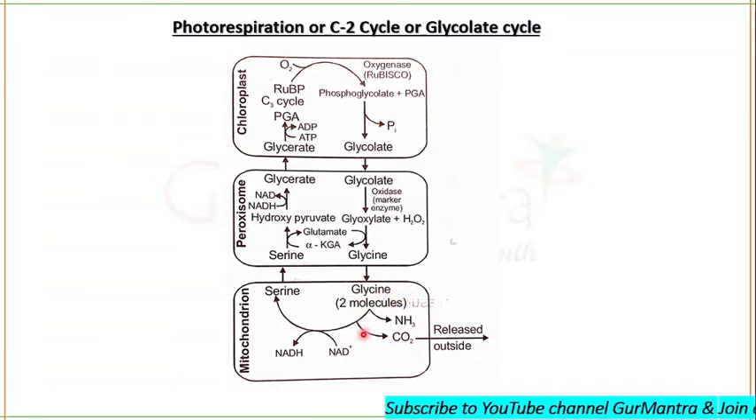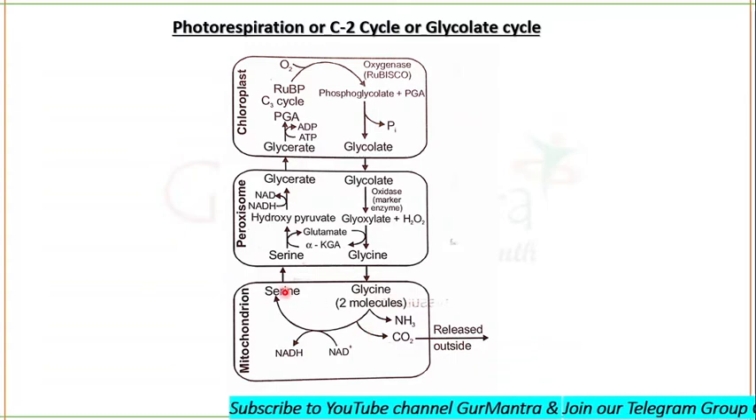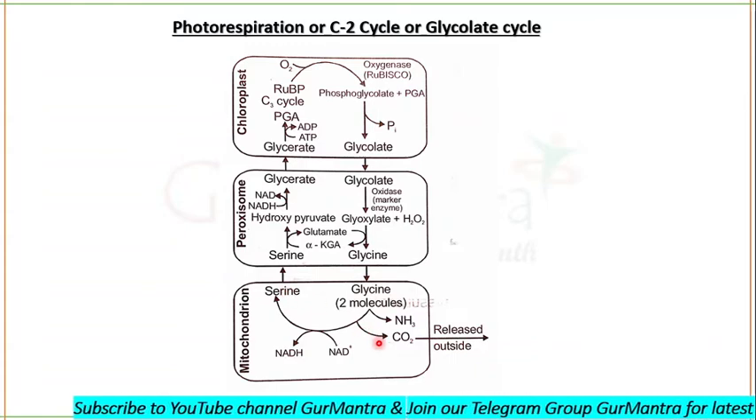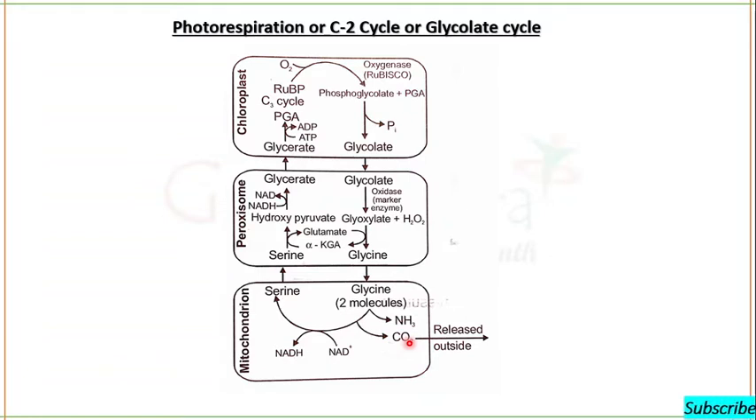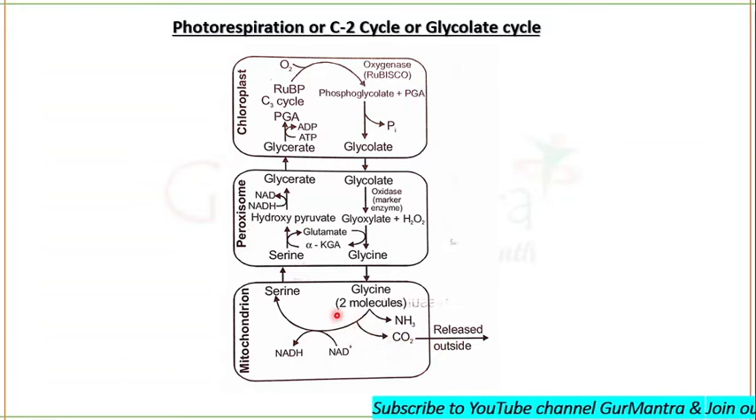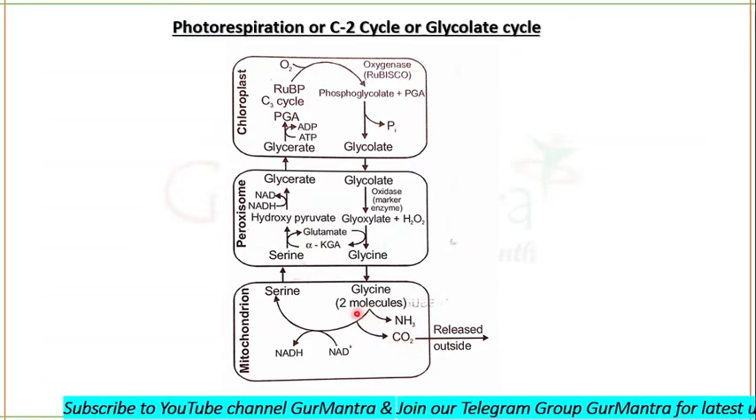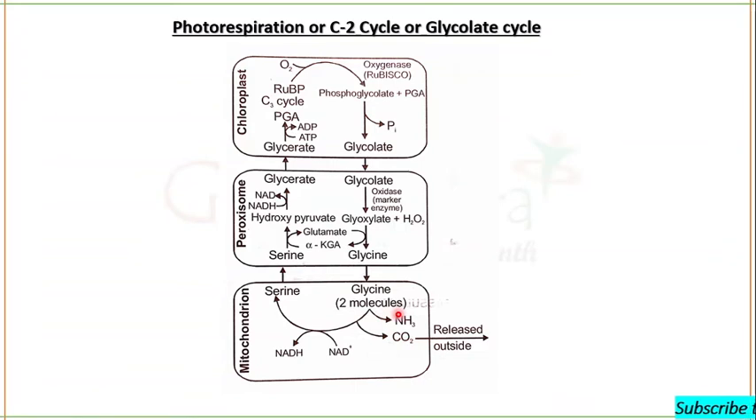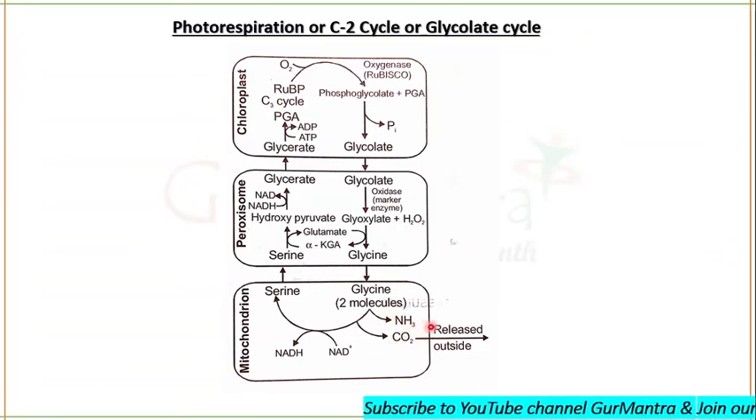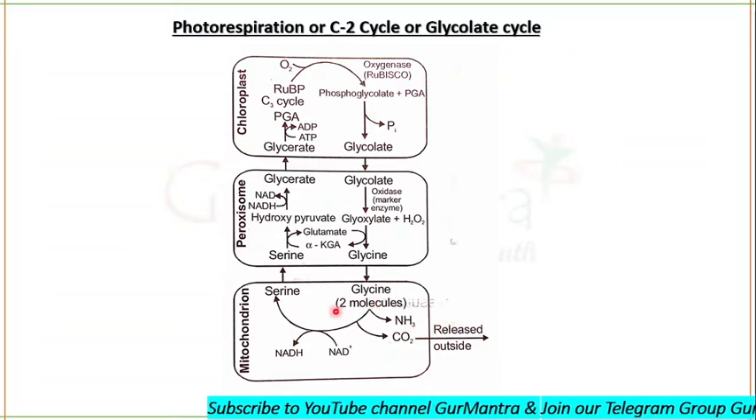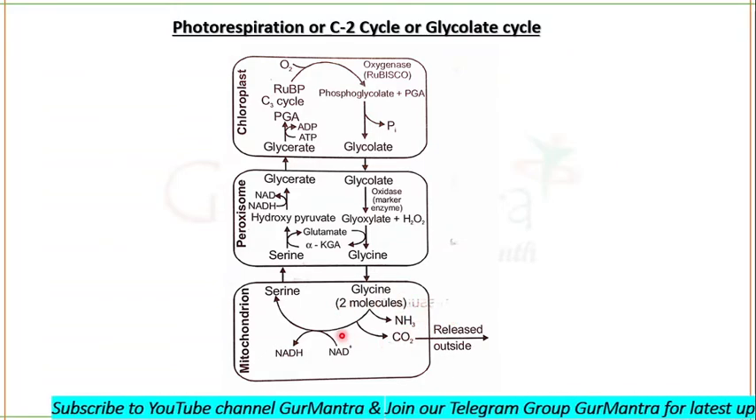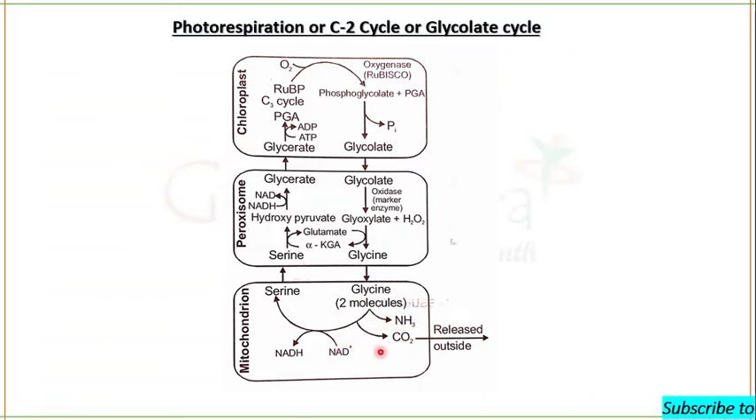Okay. So serine is a 3 carbon amino acid. There will be 1 carbon dioxide which will be released. Carbon dioxide, there is decarboxylation. Carbon dioxide will be released along with this, as there are 2 molecules of glycine. 1 amino group will be released. NH3 will be released. Okay, keep in your mind where NH3 is released, where carbon dioxide is released.